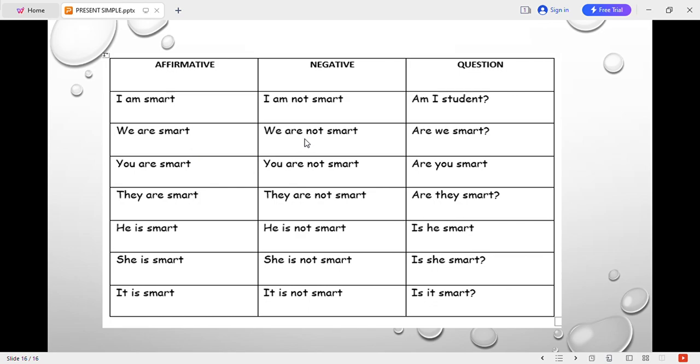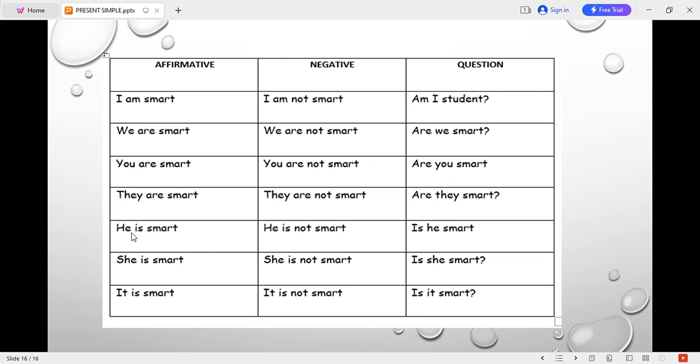We are smart. We are not smart. Are we smart? You are smart. You are not smart. Are you smart? They are smart. They are not smart. Are they smart?